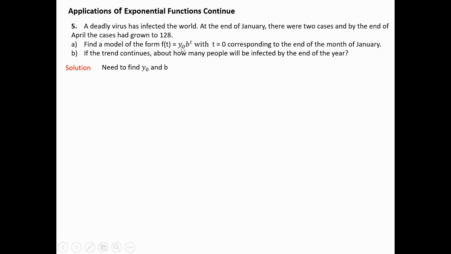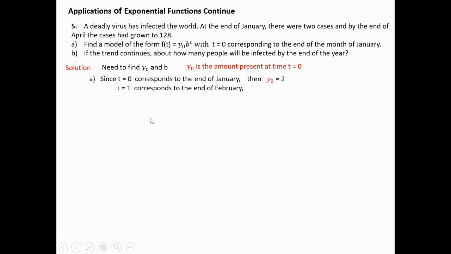So here's my solution. We need to find y naught and b for the formula. y naught is the amount present at time 0. Since t equals 0 corresponds to the end of January, when the cases were reported, there were 2 cases, so the point will be (0, 2). y naught will be 2. So t equals 1 will correspond to the end of February, t equals 2 corresponds to the end of March, and t equals 3 corresponds to the end of April.